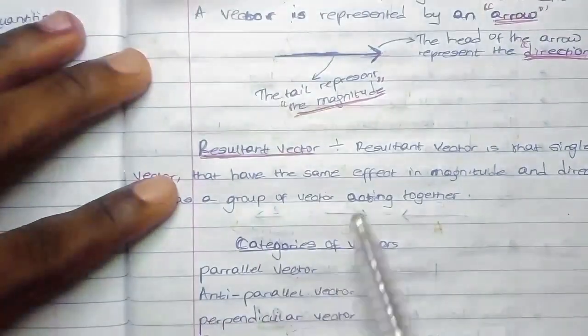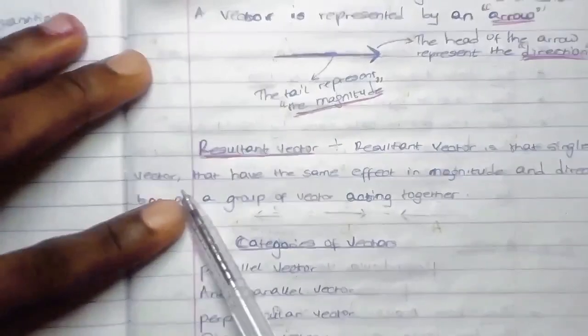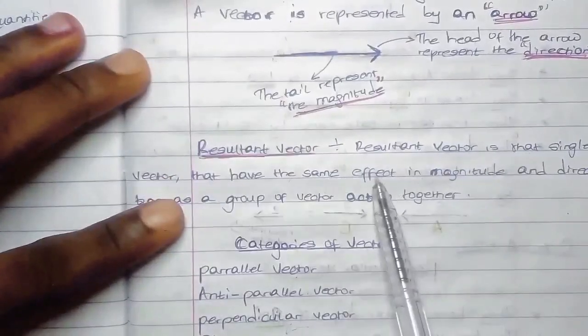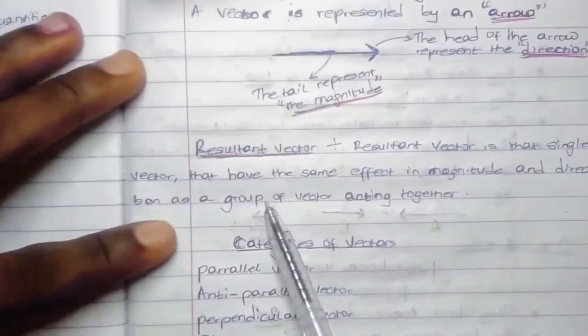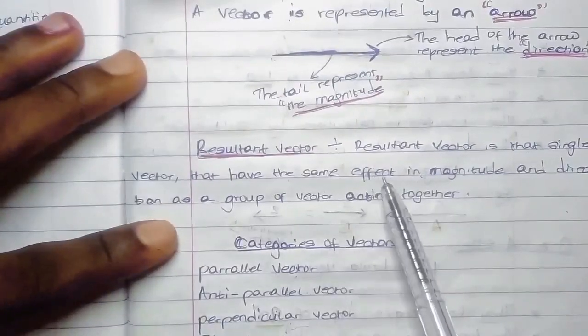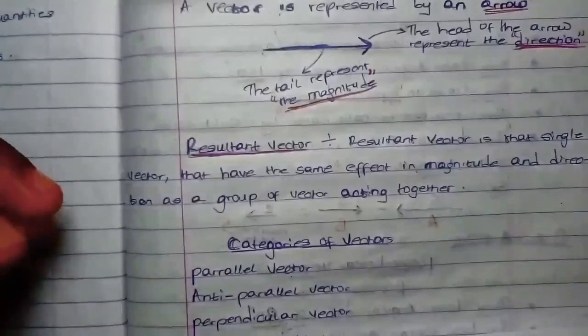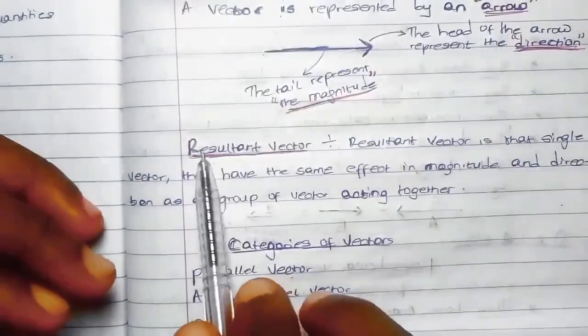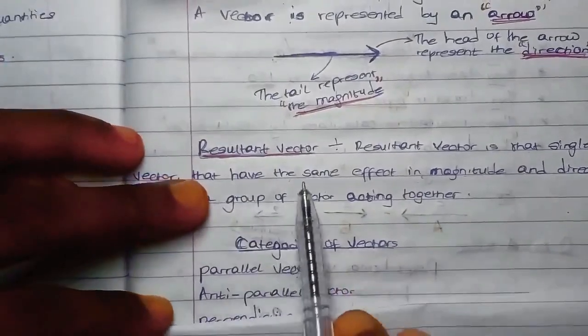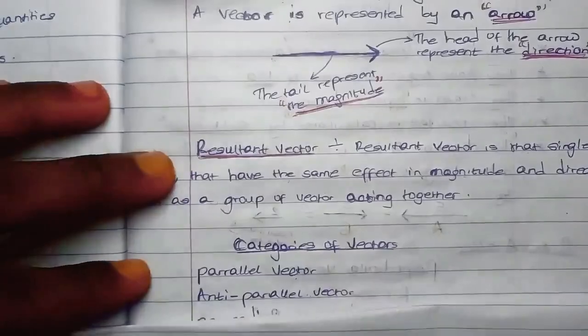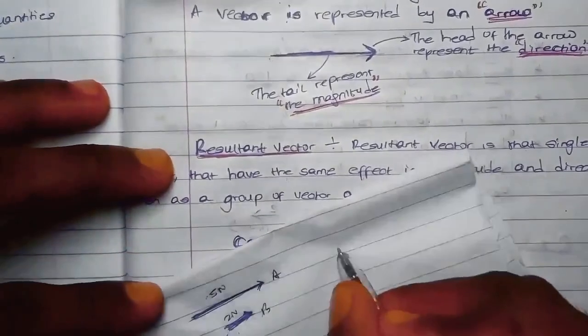Now, resultant vector is that single vector that has the same effect in magnitude and direction as a group of vectors acting together. Now, let me explain. If you hear the word resultant, resultant just means total or net.